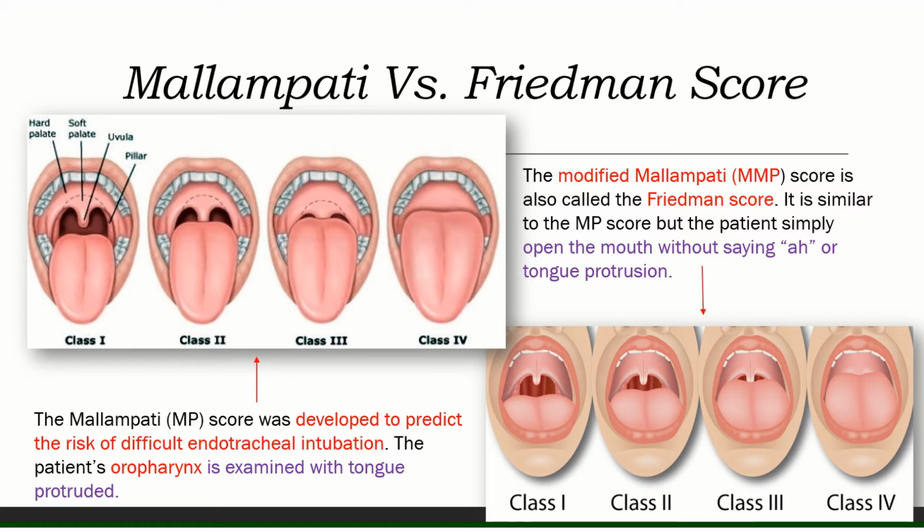Okay. The patient's oral pharynx is examined with the tongue protruded. Notice how the tongue is sticking out of the mouth. Okay. You will have this on your test. I'm going to ask you, why was the Mallampati score developed? Okay. It was developed to see how hard it was to put an endotracheal tube in this patient. Okay, I'm also going to ask you what is examined with the Mallampati score. We're examining the patient's oral pharynx.